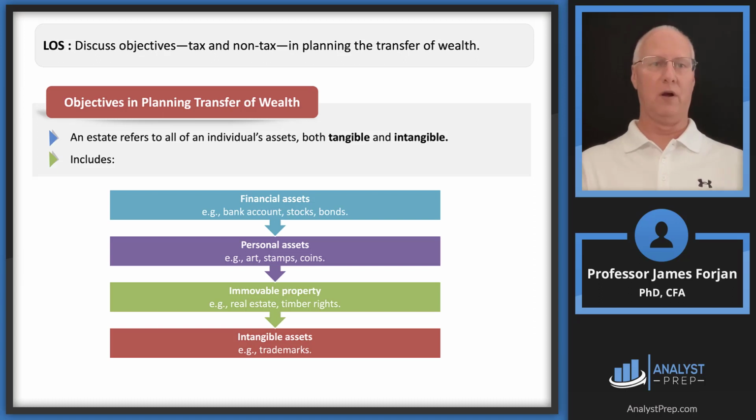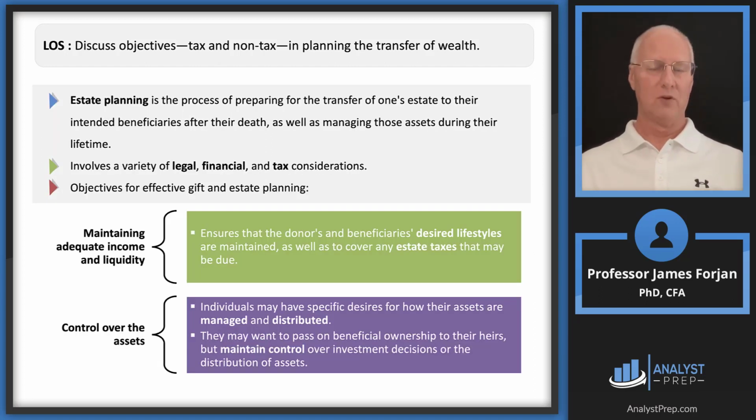All right, let's finish up here on objectives in planning transfer of wealth. So this will lead us into part 3, where we talk a lot about estate planning. So we need to worry about both tangible and intangible assets. So financial assets, personal assets, real estate, timber rights, and then intangible assets, trademarks. So estate planning, we know, is preparing for the transfer of one's estate. We know this, what's the goal? The goal is to die without owning any kind of asset.